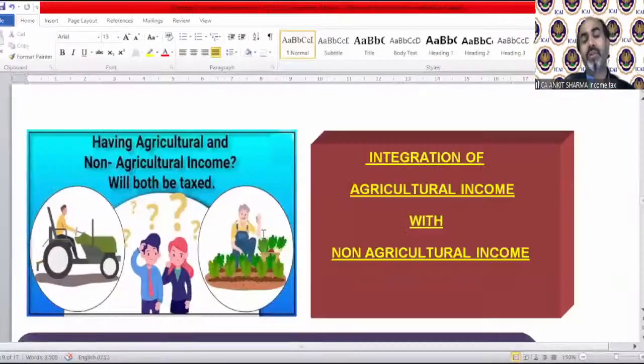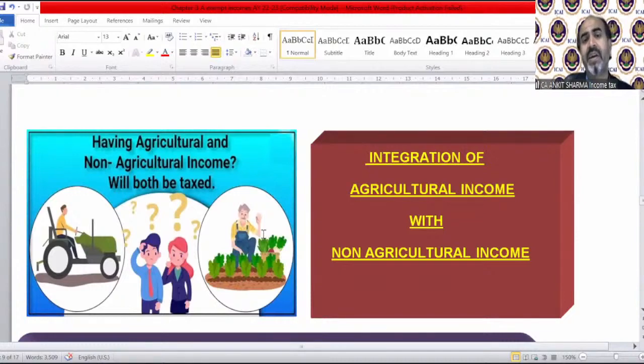Now we are going to discuss the integration provision. Integration means addition, combine, clubbing, etc. It does not have any connection with the integration of maths that you have read in your earlier classes. Integration is all about that combination, that addition.